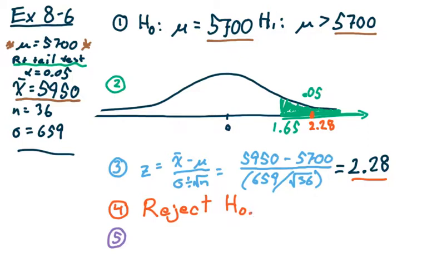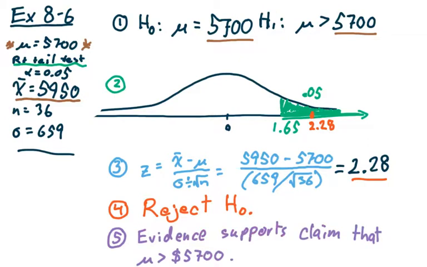And then finally, we'll summarize the results. We summarize the result as follows. We say the evidence supports the claim that the average cost of attending a four-year public college is greater than $5,700.